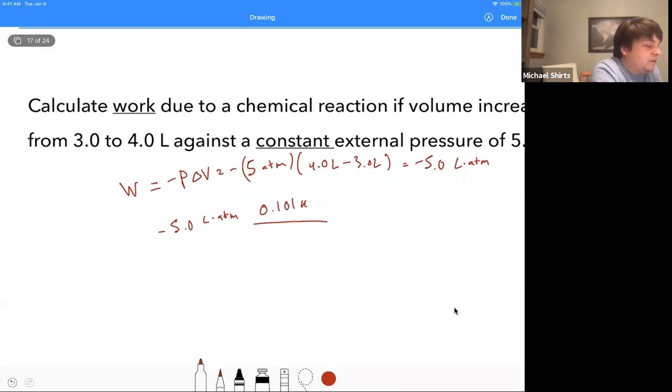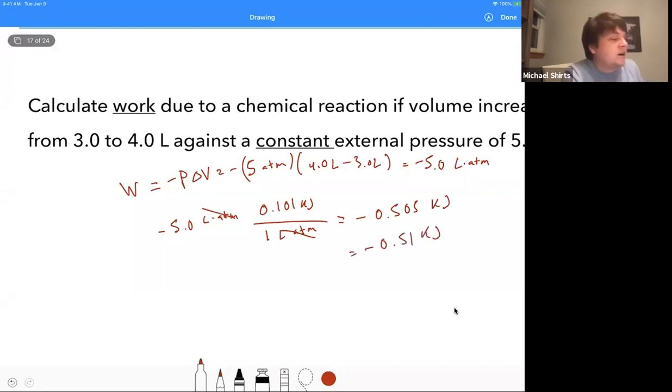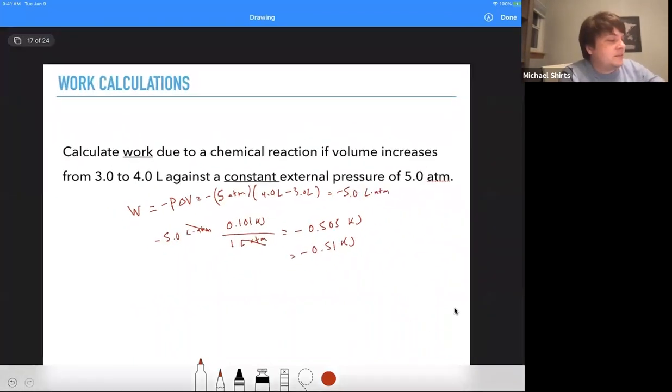We can look up the conversion factor: 0.101 kilojoules is equivalent to 1 liter atmosphere. Liter atmospheres cancel, and we get minus 0.505 kilojoules, and to 2 significant digits, it's minus 0.51 kilojoules. Negative work because the volume increased.